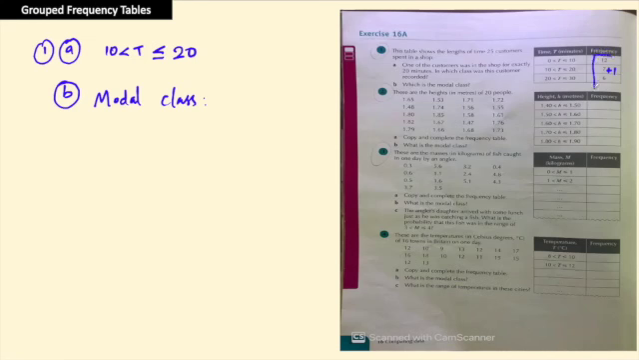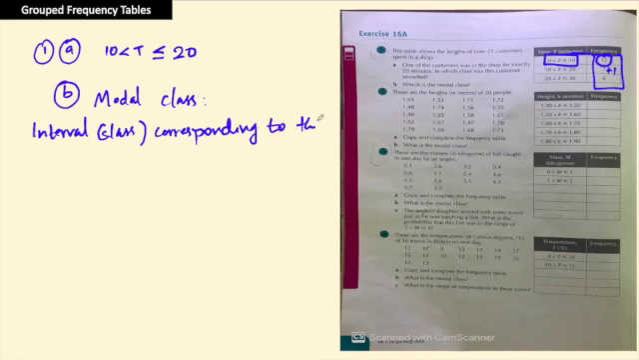So first we look at the whole frequency column. We have 12, 7, and 6, which was the original data. From this, we choose the highest frequency, which is 12. And the interval corresponding to the highest frequency is called the modal class. So let us define modal class. It is the interval or the class related to, or corresponding to, the highest frequency.